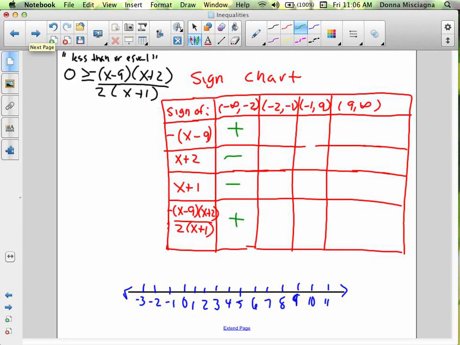All right, now let's plug in something between -2 and -1. How about -1.5? -1.5 minus 9, because we can use any number on the interval to evaluate, because every number on the interval, with the exception of the endpoints, is going to give us the same sign. Again, we're going to have something negative inside the parentheses, and negative times a negative is positive.